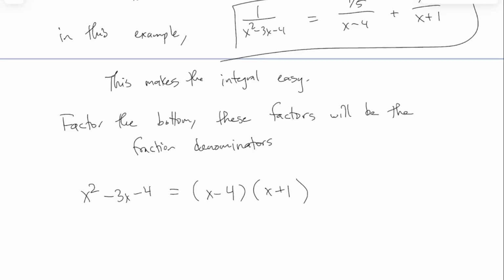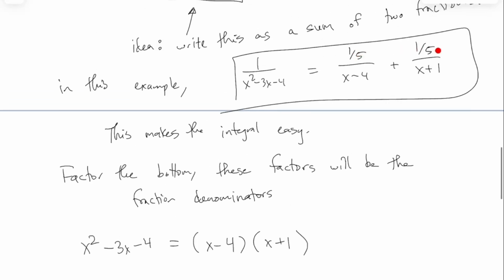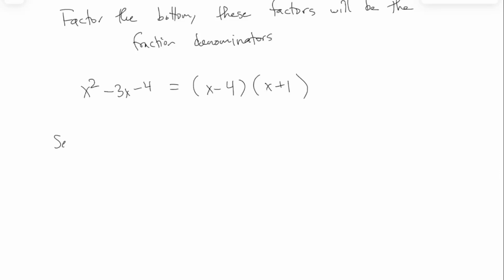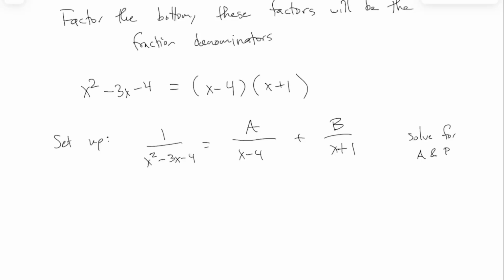All right. The real deal is, can I find these numerators, 1/5 and 1/5? How do you figure that out? And it's not so hard to do this. So we set it up like this. This is my goal. 1 over this thing is supposed to be something over x − 4 plus another something over x + 1, right? And our goal is to solve for a and b. If you believe what I said before, they're both going to equal 1/5, but that's not obvious why they are. But we can indeed solve for a and b.